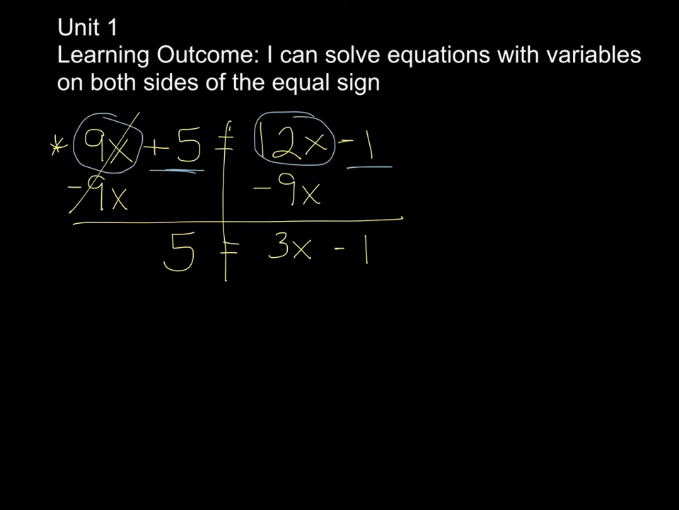Now, you could have moved the 12x. We'll investigate in class what that would look like. You also could have moved the constant values first. But now that I have my x on the right side of the equal sign, I need to move the numbers on that side. So I need to get rid of this minus 1, which means I'm going to add 1 to both sides.